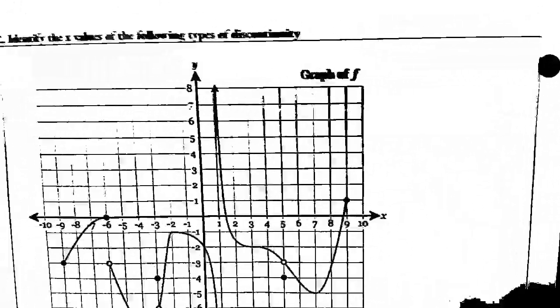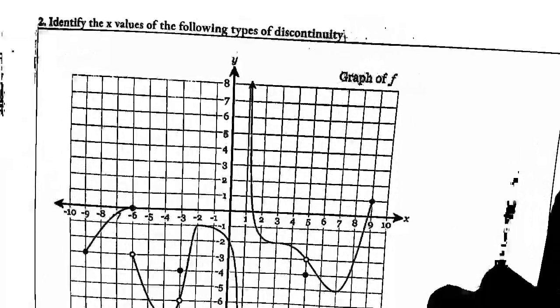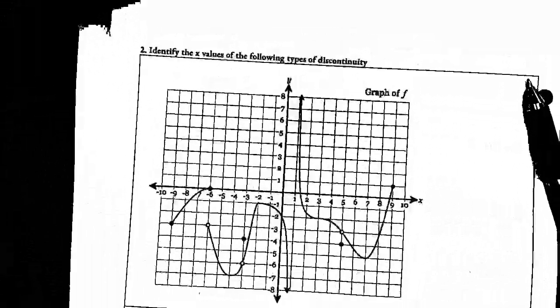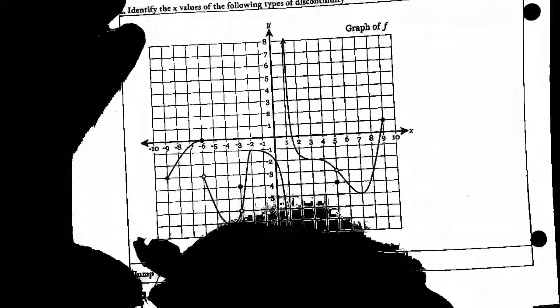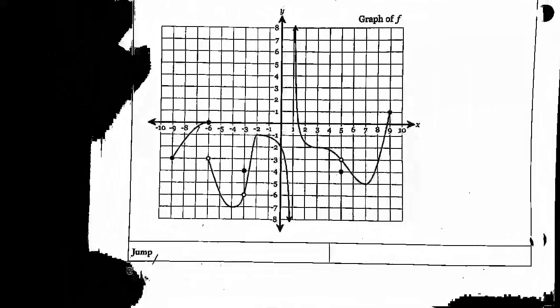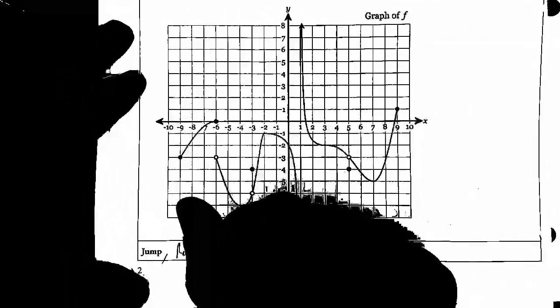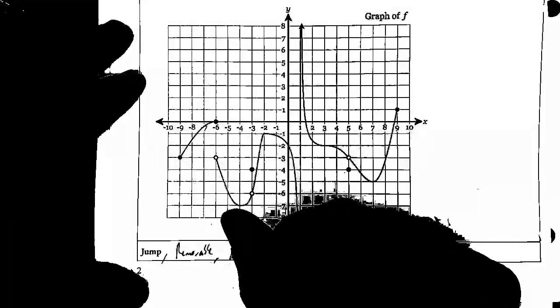All right, number 2, identify the x values of the following types of discontinuity. Sorry about the printing here, this is not great printing. We have 3 types of discontinuity. It's jump, and then on the back side you see removable and asymptotic. So I'll do them all here: the jump, removable, and asymptotic.